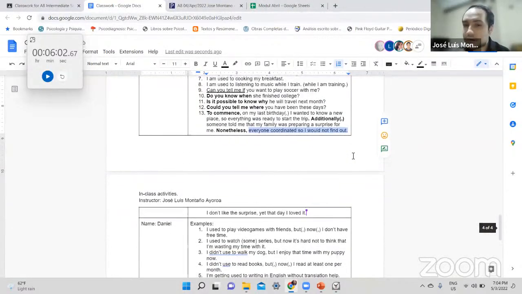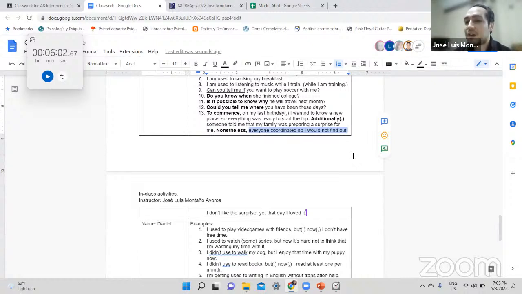All right, it is not incorrect, Larissa, but this idea is not different to the previous idea. Okay. Right? Because you said, additionally, someone told me that my family was preparing a surprise for me. If you say nonetheless, you can say something like this, Larissa. Nonetheless, it was not true. They were not preparing anything. Okay? So it's contrast, right? You have to use nonetheless as contrast.